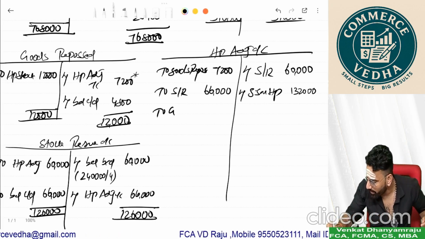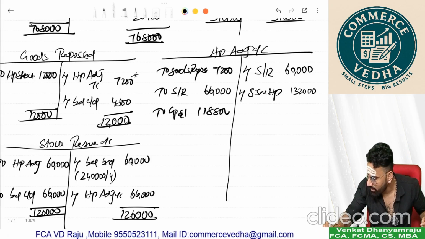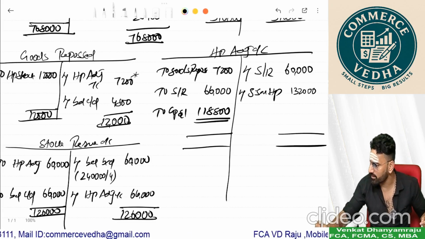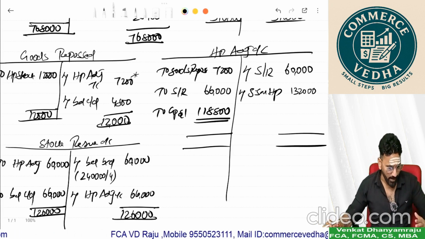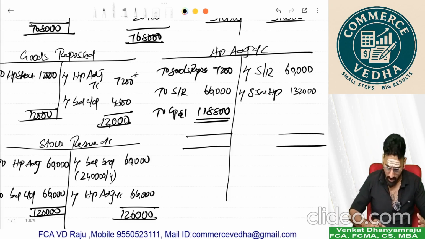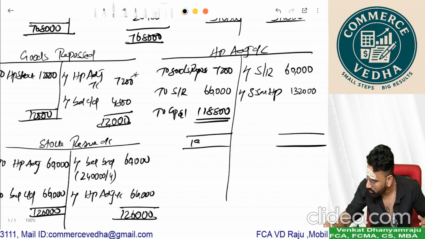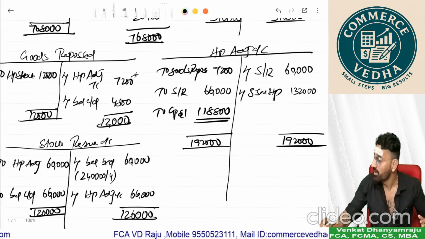To general P&L account, 1,18,800. Exactly the same answer which we got in the first method. 1,18,800. So this is the second method of doing it.